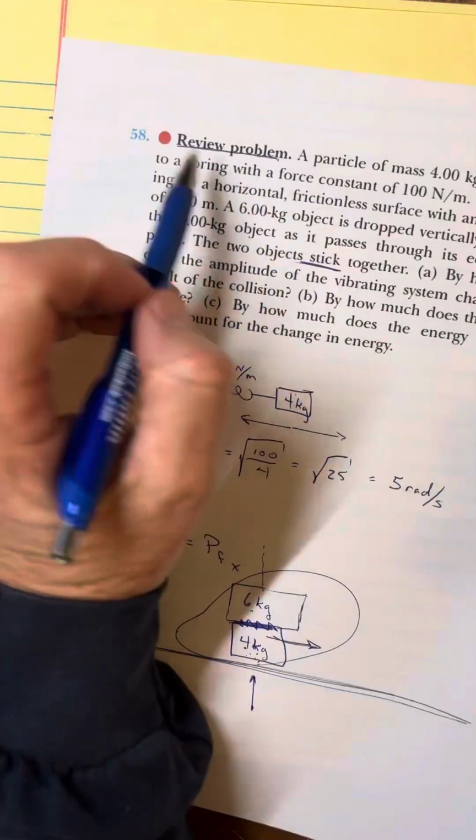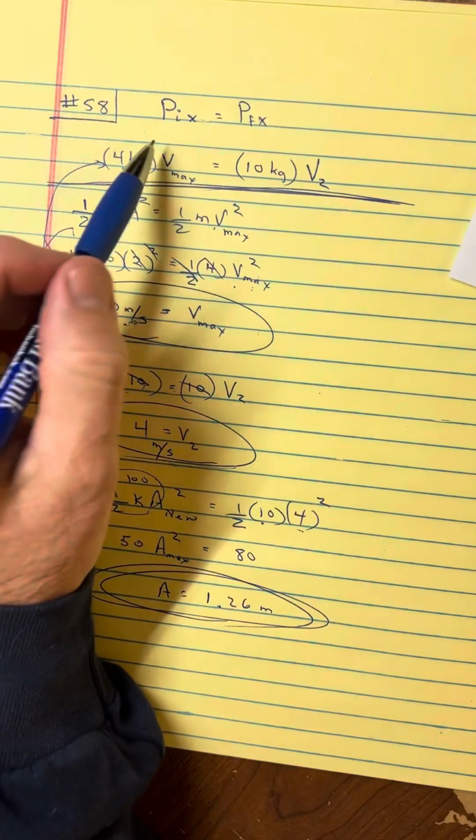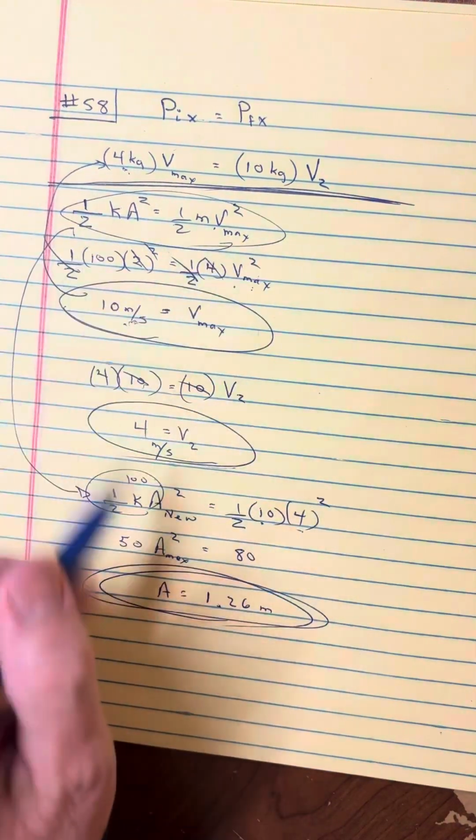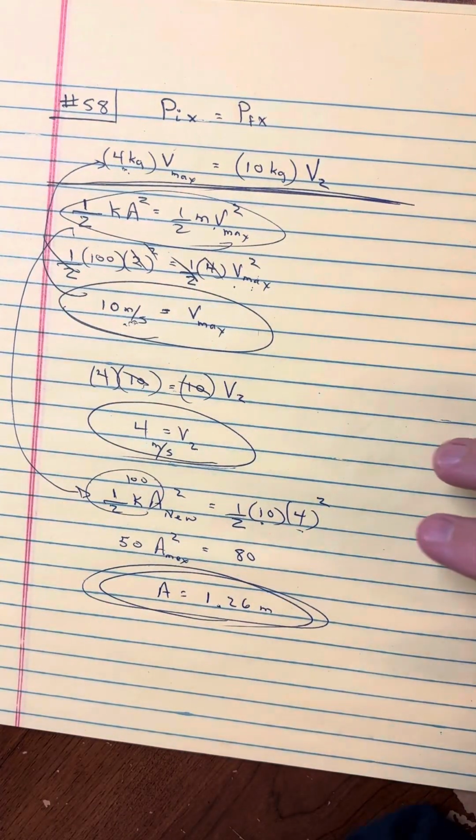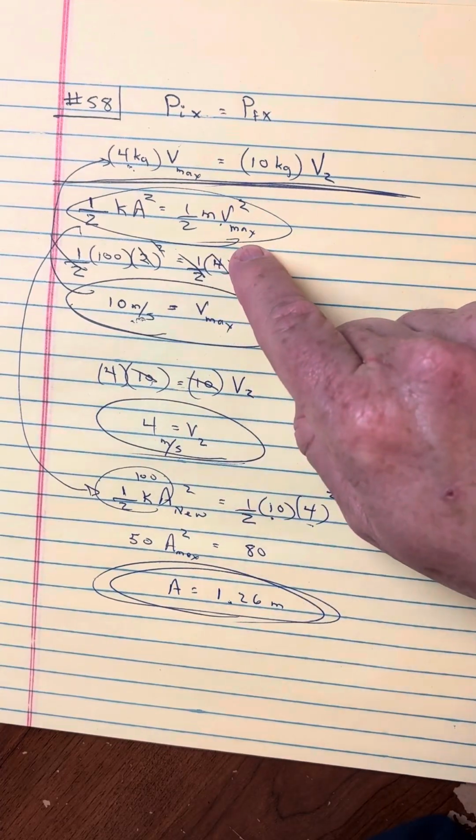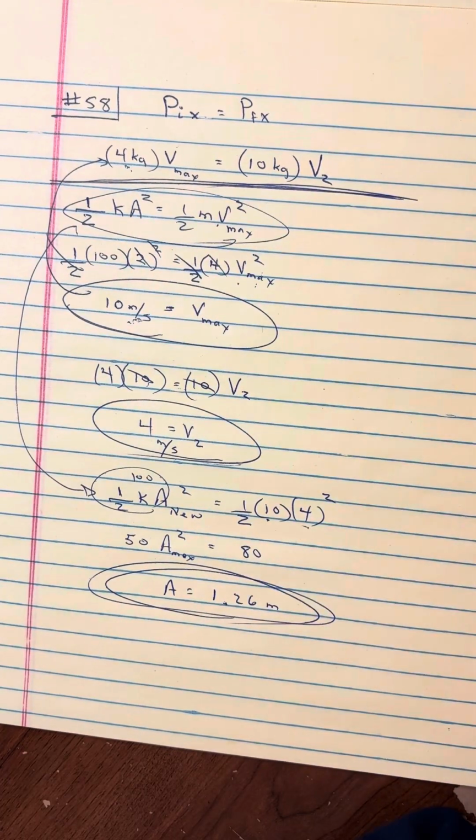So hopefully you do see that it's a review problem, but also it is a problem involving the energies of oscillation. We're going to do that twice. Once when it was oscillating before the extra mass was added, and then once afterwards.